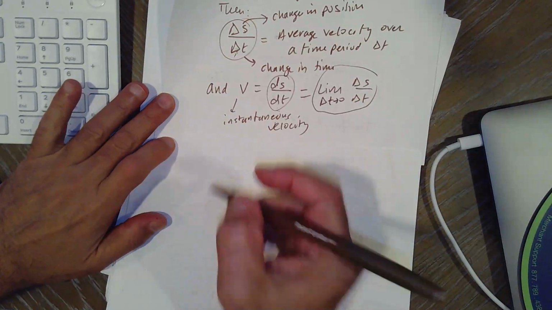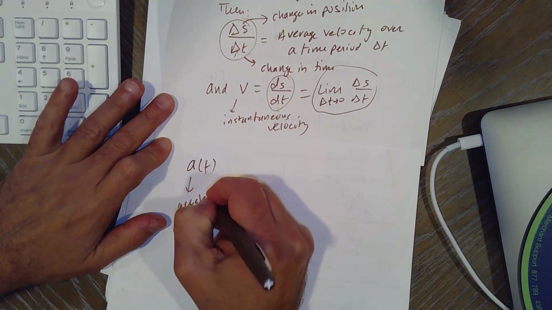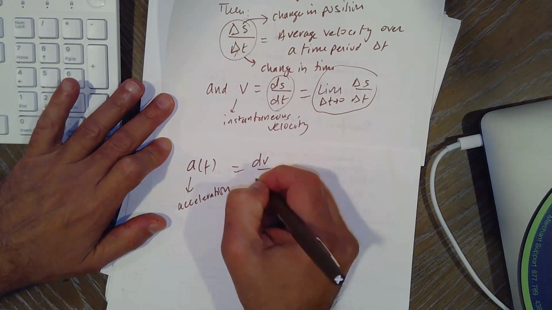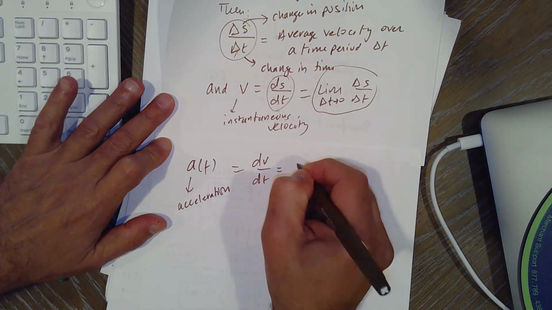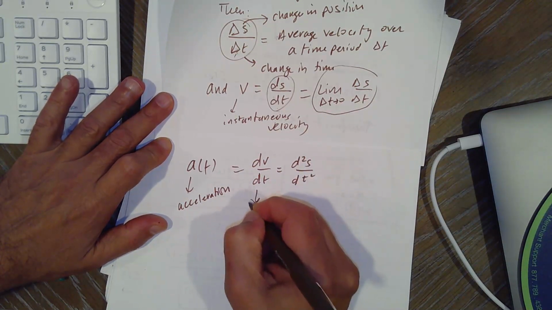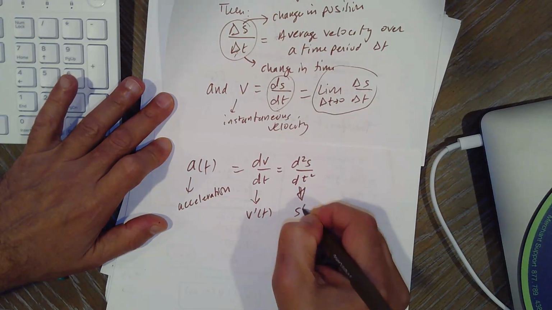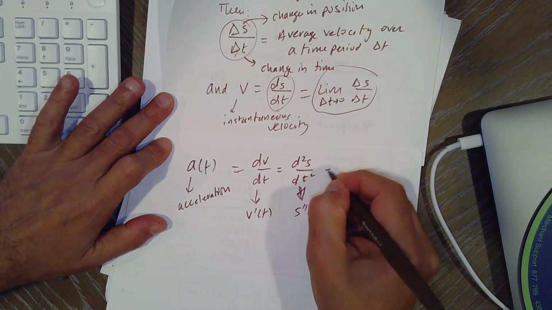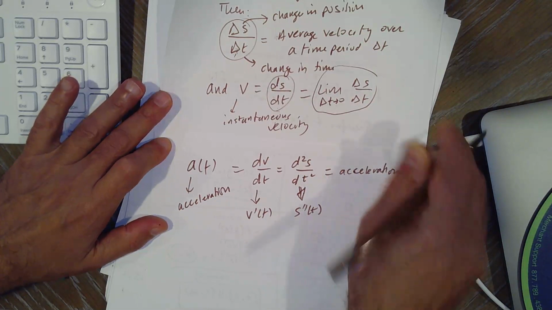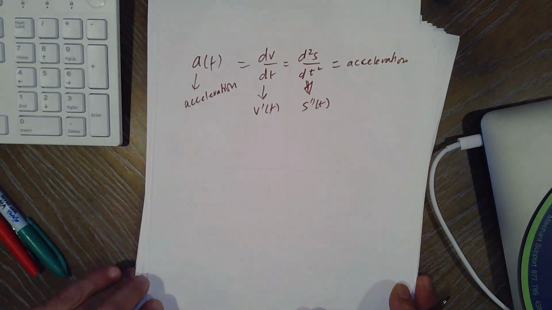Okay. And A of t is called acceleration, which is the derivative of the velocity, which is the second derivative of the position function. We use v prime of t. This is s double prime of t, which is the acceleration. Okay, acceleration or the second derivative.